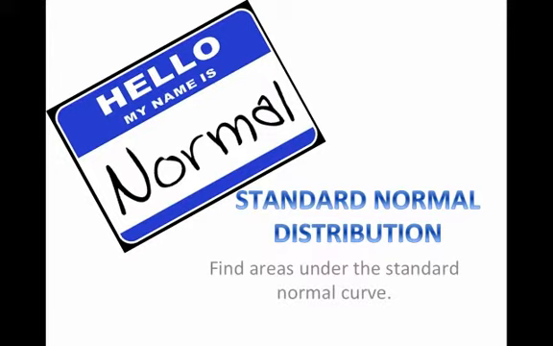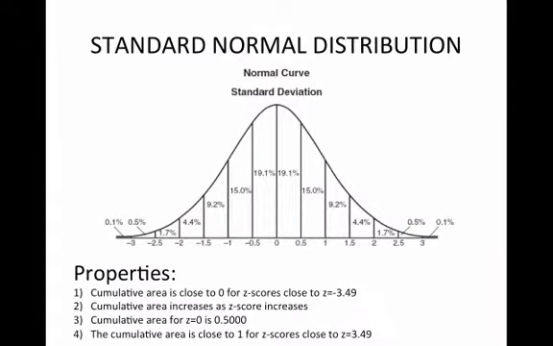Okay, this video covers the standard normal distribution, and I'm going to teach you how to find areas under the standard normal curve. So the standard normal curve is a normal distribution with a mean of 0, right here, mean of 0, and a standard deviation of 1. So the mean is 0 and the standard deviation is 1.